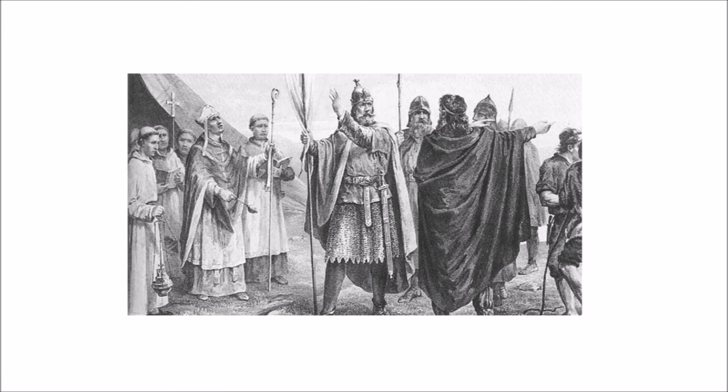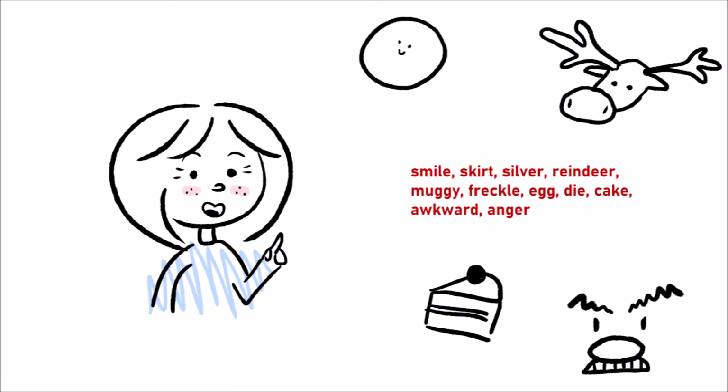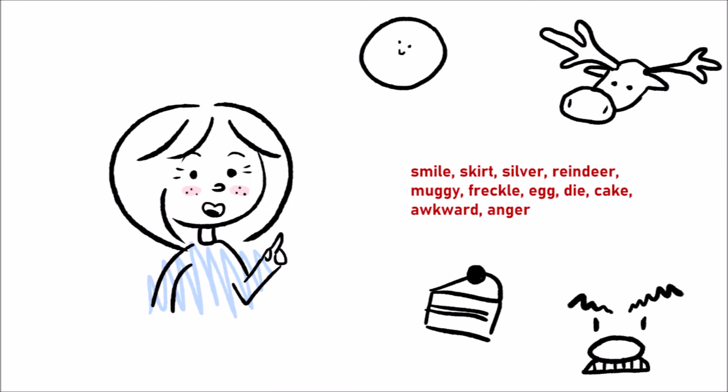The descent of the Nordic tribes, or as you all know them, the Vikings, brought about 2,000 new words with them. For example, smile, skirt, silver, reindeer, muggy, freckle, egg, dye, cake, awkward, and anger. These people were up to something.